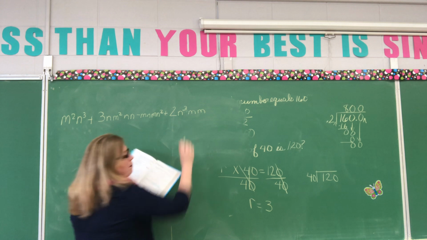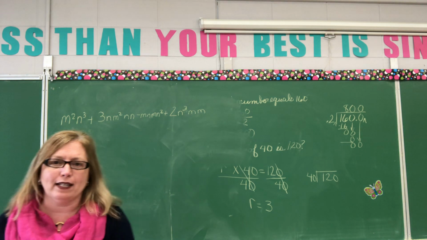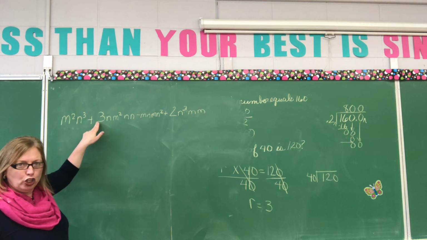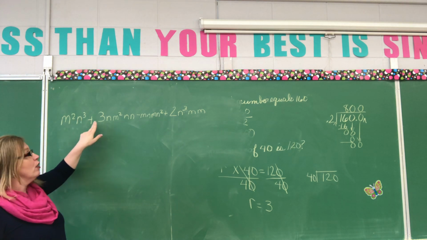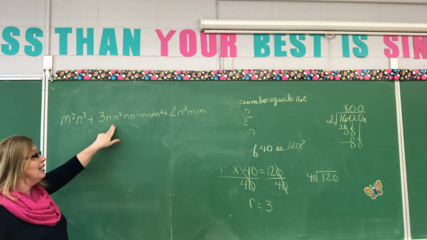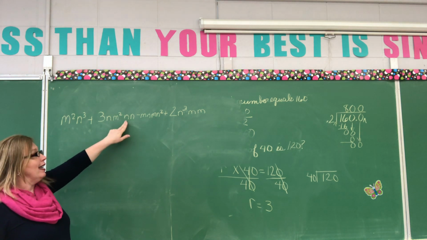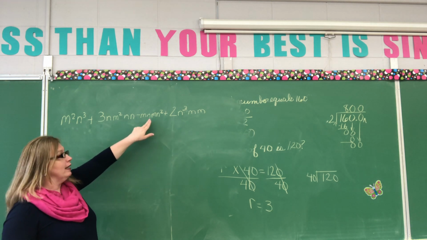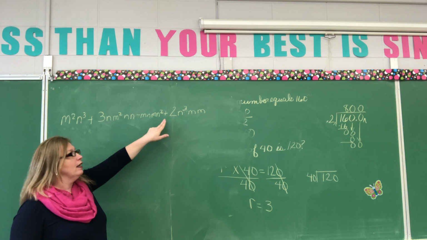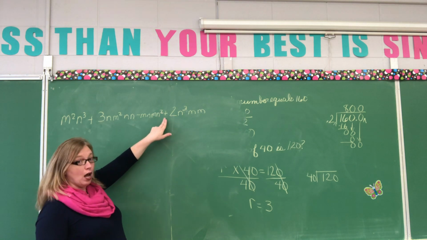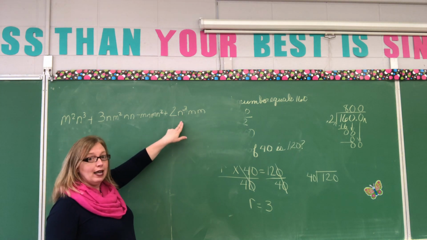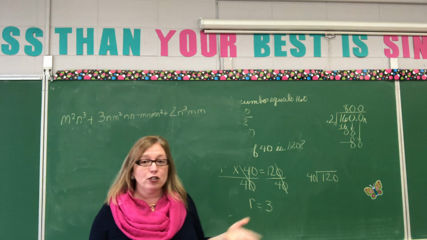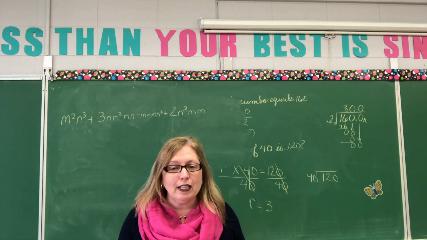Now let me read you the whole problem again. So we have the same thing written down. We have m squared n cubed plus 3n m squared n minus m squared plus 2n cubed m. Now, if these are difficult for you, a couple of things I need you to remember.